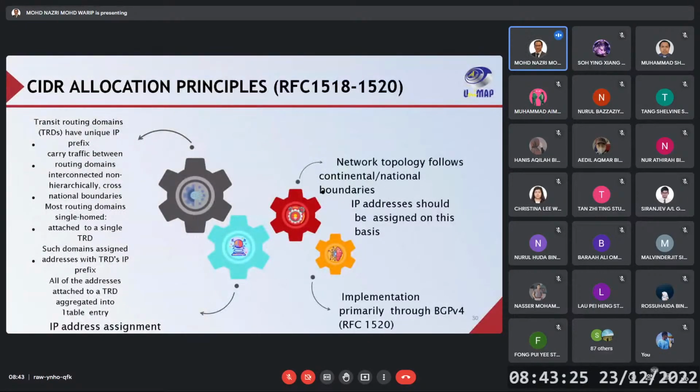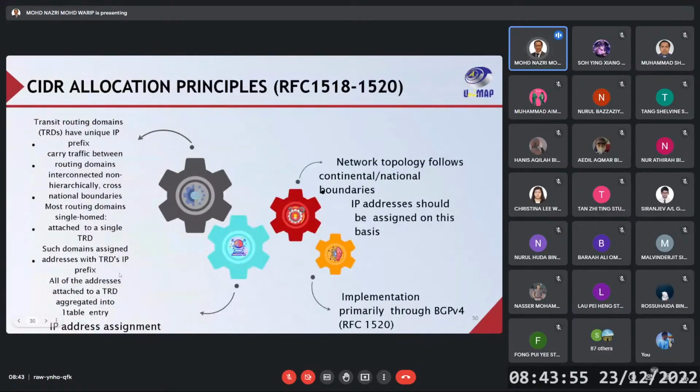For example, you use TM. If they say dual homing, that means you use one router, two ISPs. For example, one is time.com, one is Telecom Malaysia. So this process we call dual homing. But normally the routing domain is single homed, that means it uses one ISP.